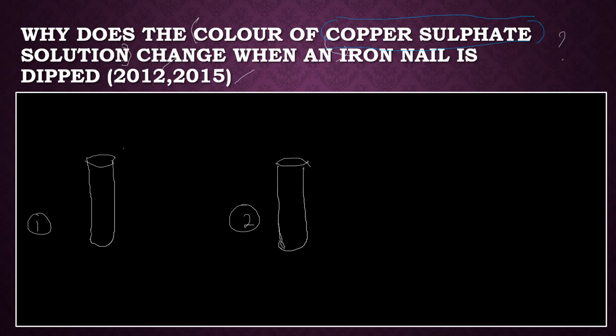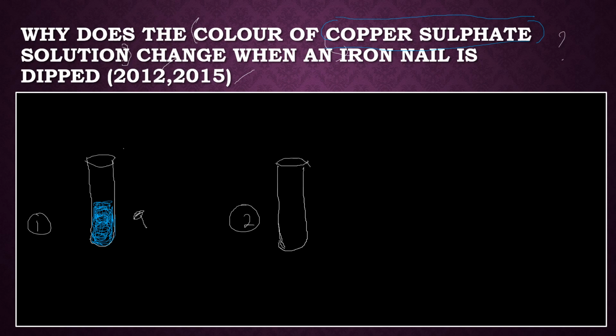Now, we all know the color of copper sulfate, right? So what happens if you dissolve the copper sulfate in water? It becomes a blue color solution. So let me take blue color solution, that is the copper sulfate solution, in the test tube. So this is a blue color solution, copper sulfate solution. Now let me take the iron nail. You all know the color of the iron nail. It will be something like grayish in color, right? So this is just an iron nail, so it will be gray in color.